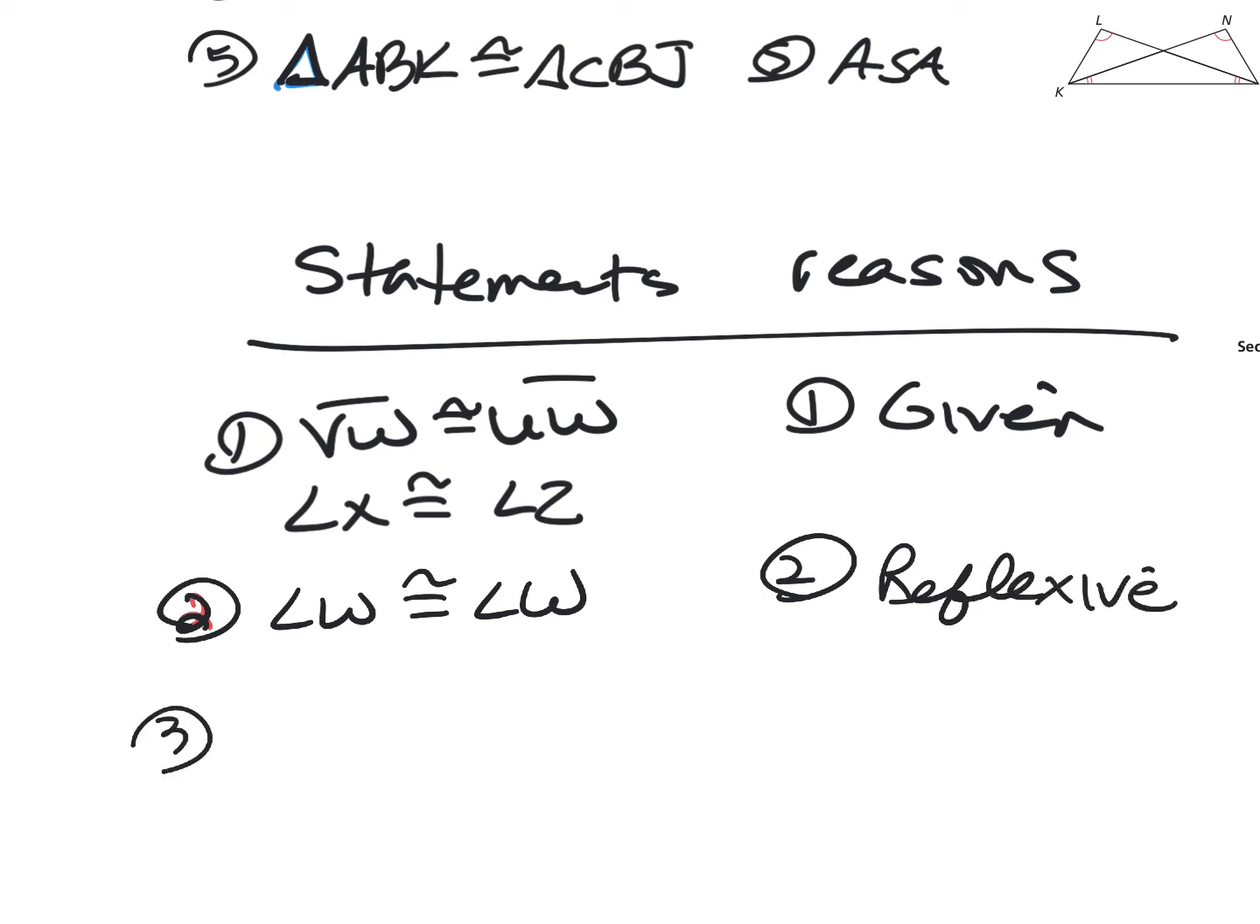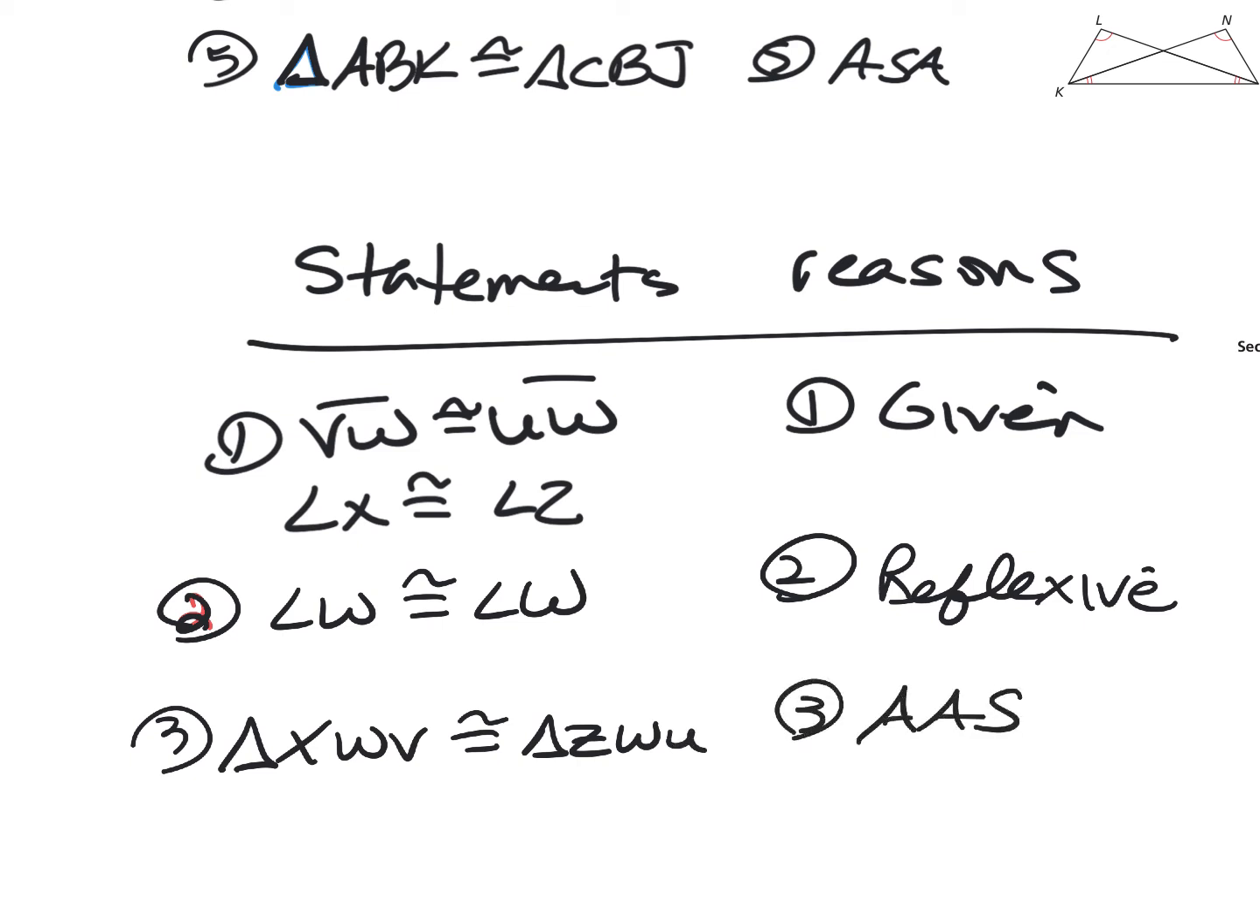And then now, since I had two angles marked, I have angle W to angle W, and then I have X to Z, and then I also have that side that was given to me as congruent. So now I can say that triangle XWV is congruent to triangle ZWU, and my reason is angle side. Because two of the things were given to me, a side and an angle here, and then I just needed to provide the other one. And again, angle side there.